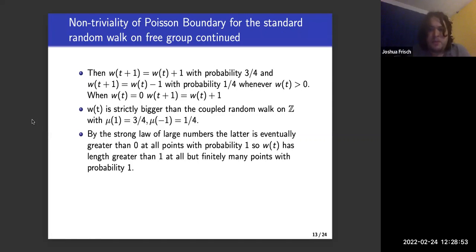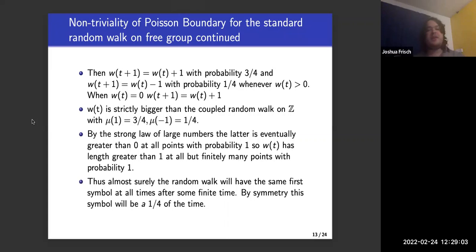So this is big. You will eventually, at some point, just have your word grow longer and longer and longer. And if you think about this, when your word is growing longer and longer, this just means I'm messing up things at the very end. If I want to change the first letter, that can only happen when I'm of length 0. And thus, eventually, my first letter will be fixed. It might be A, it might be A inverse, it might be B, it might be B inverse. But by symmetry, it's equally likely to be any of the four.